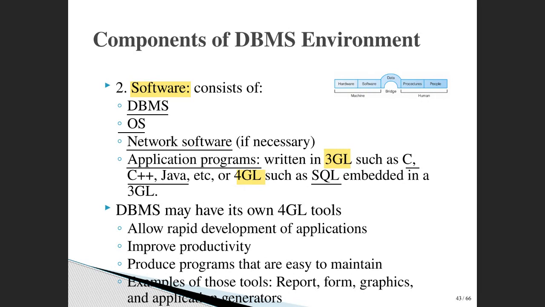The database management system itself may have its own fourth generation language tools, which allow improving productivity. They are embedded with the database management system, like SQL embedded with Oracle. The programs produced will be easy to maintain. For example, you can have your own reports by having reports, forms, graphics, and application generators. So these are examples of the fourth generation tools.